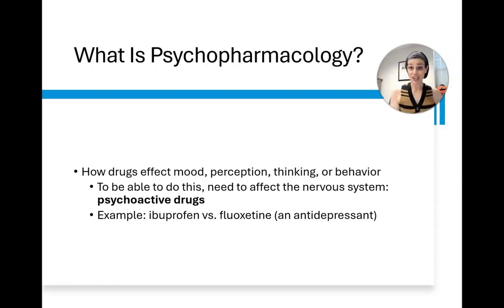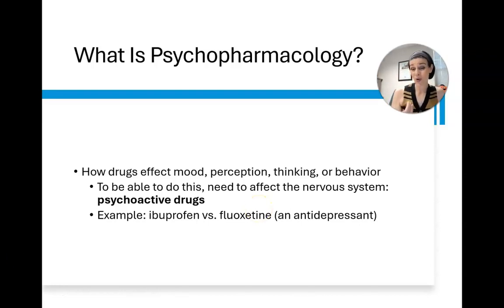Now, all of these things that I've mentioned, like mood, perception, cognition, behavior, all of those are products of our brain. So if we want to look at how drugs affect these things, these are going to have to be drugs that are actually capable of affecting our brain. So to be able to study these, we're going to specifically look at drugs that are called psychoactive drugs. These are drugs that specifically are able to reach the brain, and they ultimately end up affecting mood, perception, our cognition, or our behavior. So let's take an example by talking about ibuprofen versus fluoxetine, an antidepressant probably better known to you by the name Prozac.